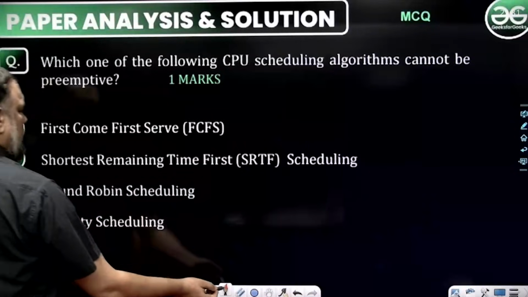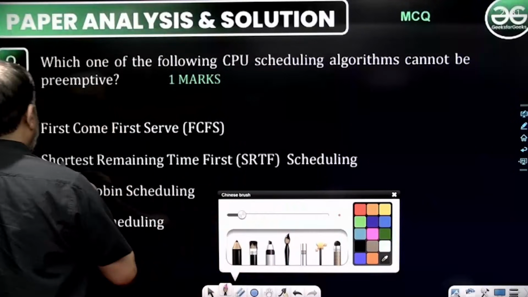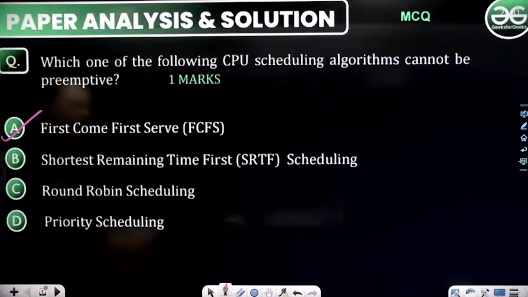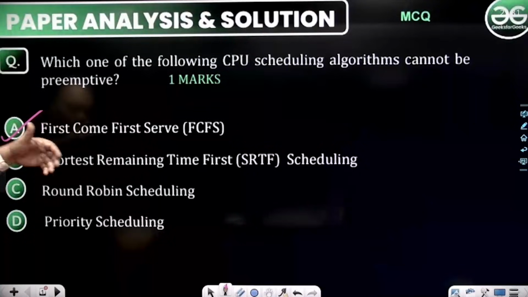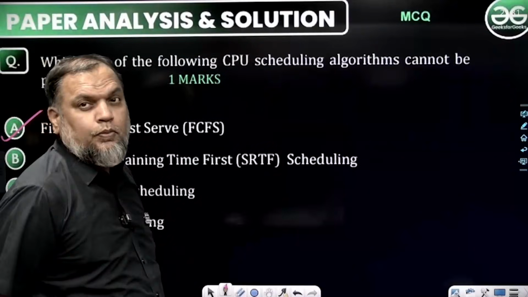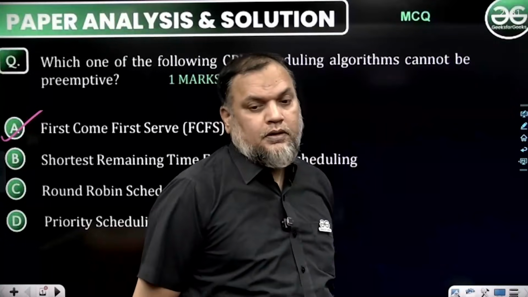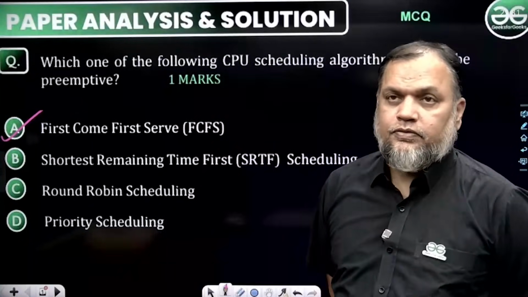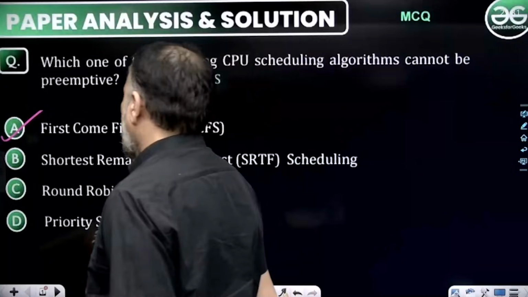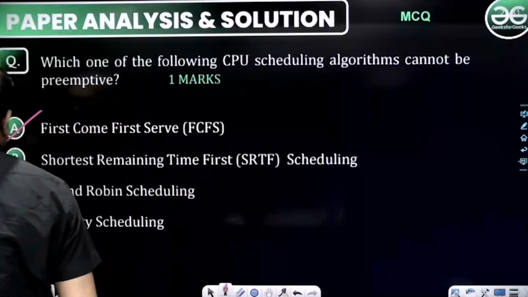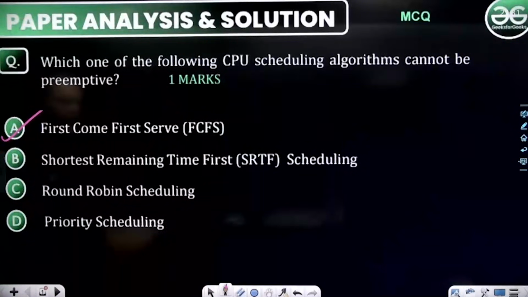First come first serve naturally is non-preemptive, is it not? Cannot be preemptive. Whereas shortest remaining time first is inherently preemptive, round robin is preemptive, priority can also be preemptive. I have two versions of priority, preemptive and non-preemptive. So the only choice is first come first serve.